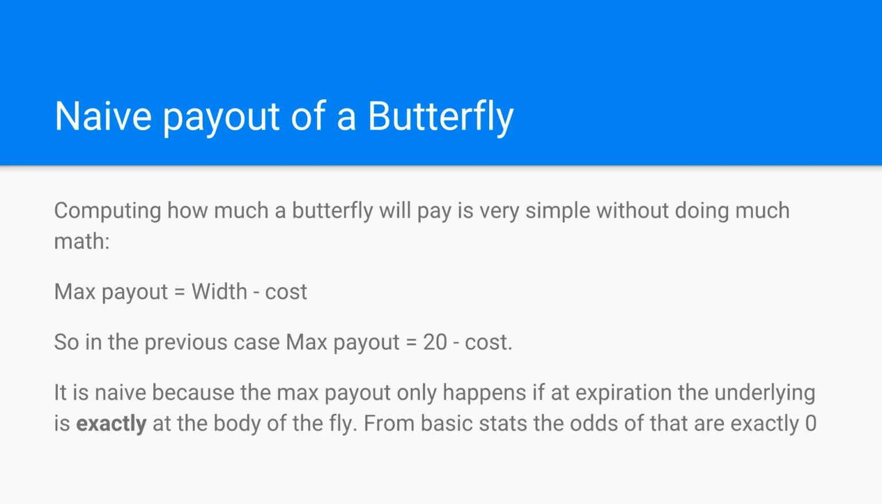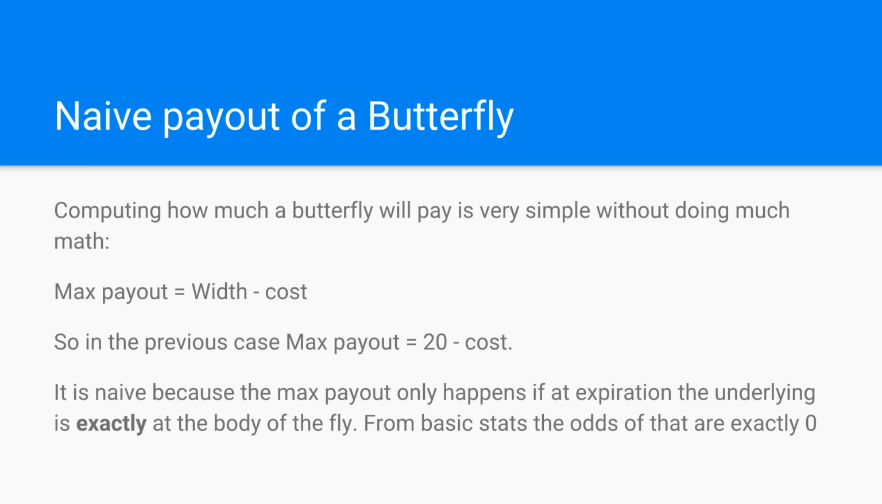The max payout is the easiest thing to compute in the universe. You don't need any advanced mathematics. Basically the max payout is the width of the fly minus the cost. In the previous case it's 20 minus the cost, and that fly is probably priced less than $2, probably 1.5. So 20 minus 1.5 is 18.5. We're talking about serious risk-reward, but remember, it is almost impossible to see it. It's a very naive way of computing it, but it gives you an idea of what the trade is going to give you.